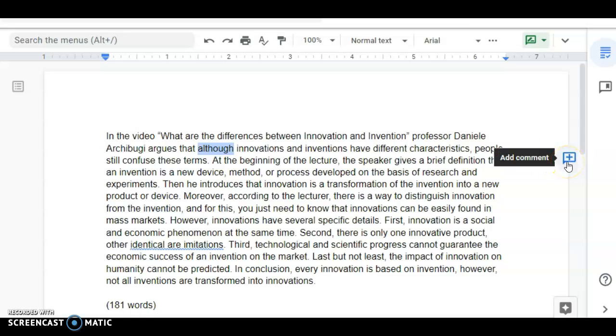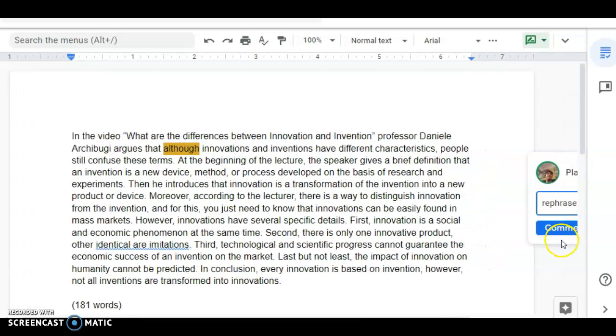So maybe you want to simplify this here, because really the video is, in terms of the ideas, very simple. It's basically this is an invention, this is an innovation. So we can say "argues that there are some crucial differences between innovations and inventions," something like that, right? Or "argues that it is important." You could say this argues that it is important to know the difference between invention and innovation. Okay, that could be a kind of an argument. So you want to rephrase that.